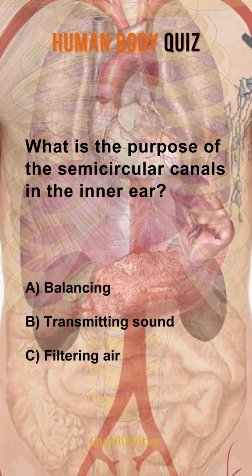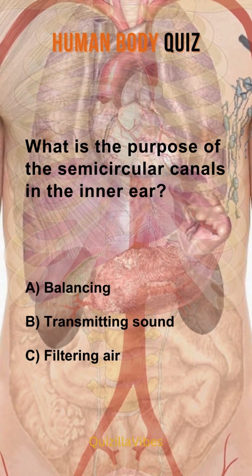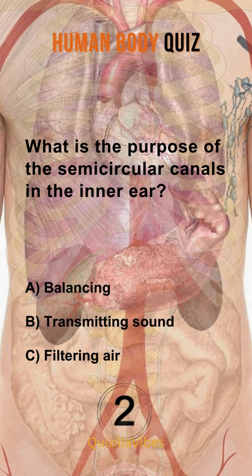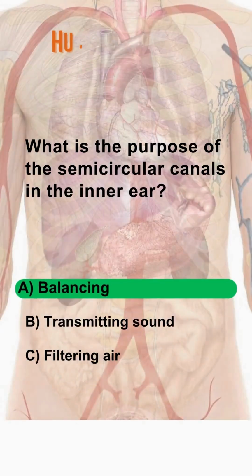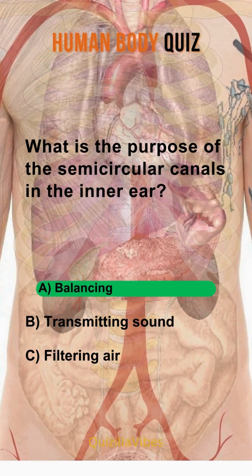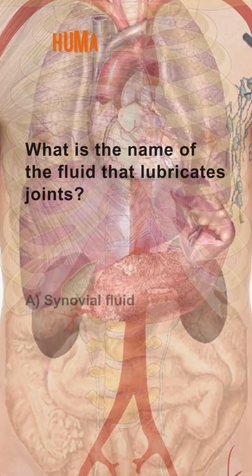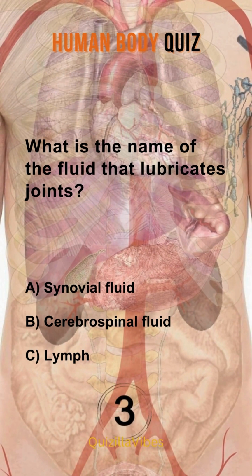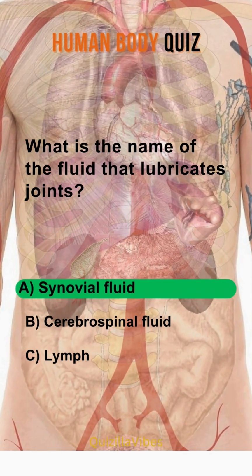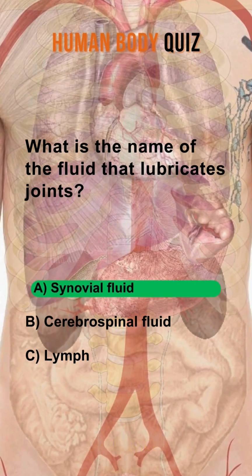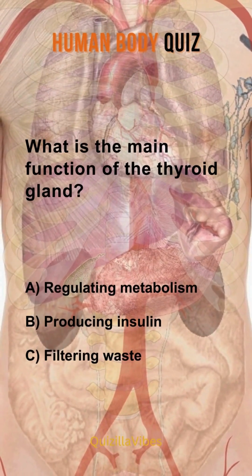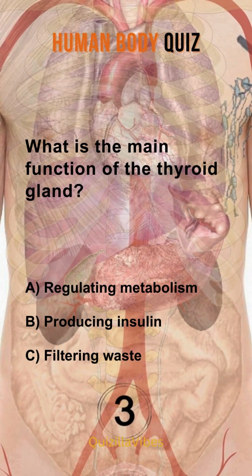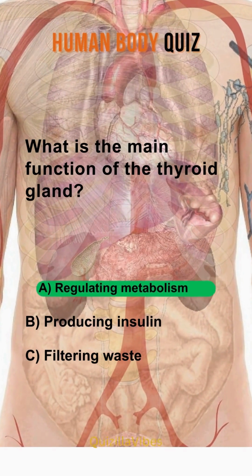What is the purpose of the semicircular canals in the inner ear? Balancing. What is the name of the fluid that lubricates joints? Synovial fluid. What is the main function of the thyroid gland? Regulating metabolism.